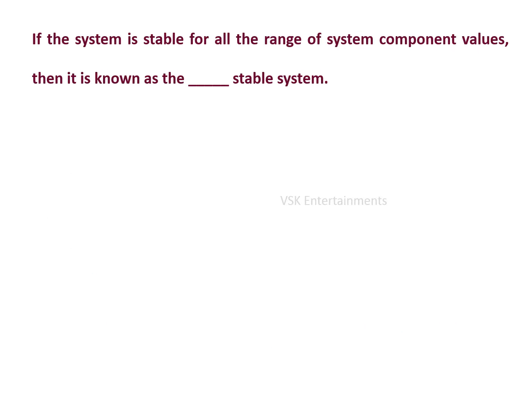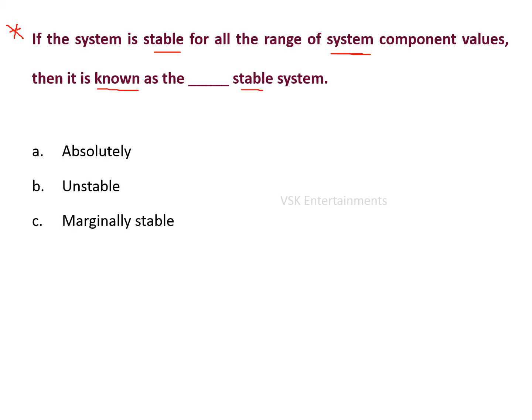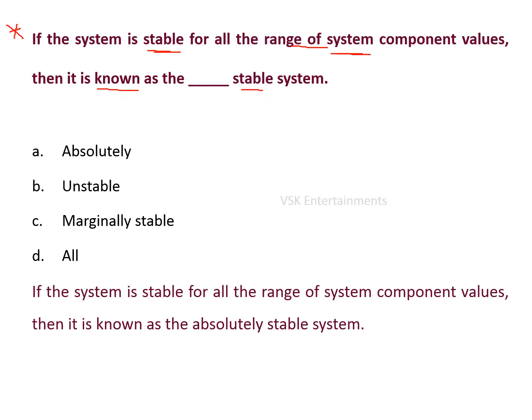Coming to next one, if the system is stable for all the range of system component values, then it is known as dash stable system. These types of bits are very important from the GATE point of view. Options are absolutely stable, unstable, marginally stable, and all of the above. Here the system is stable for all the range of system component values. Those types of systems are called absolutely stable systems.